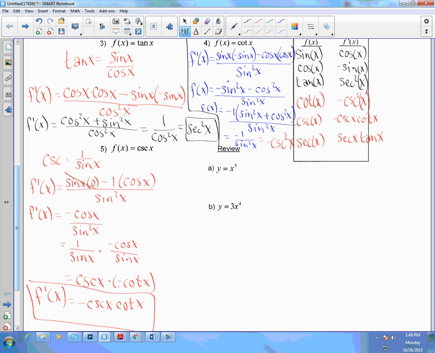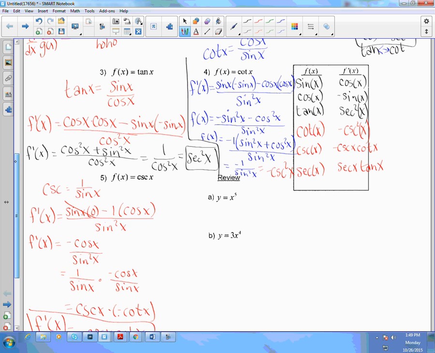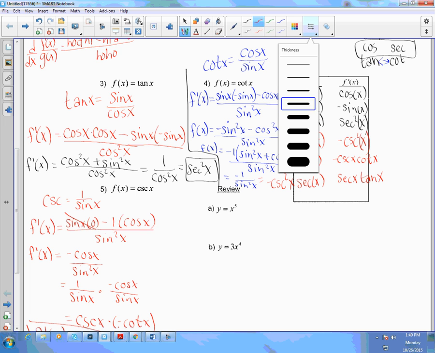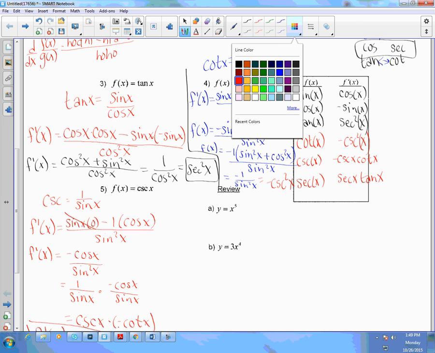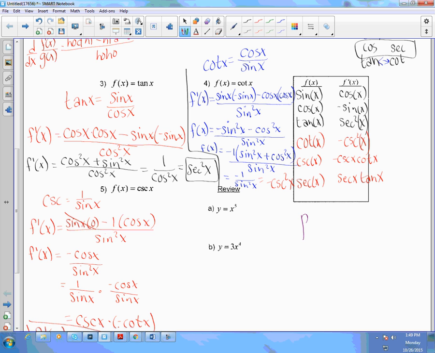I'm also going to show you a shortcut for derivatives. Okay, I'm going to write this down. If you're taking the derivative of secant, it becomes secant tangent. If you're taking the derivative of tangent, it becomes secant squared.